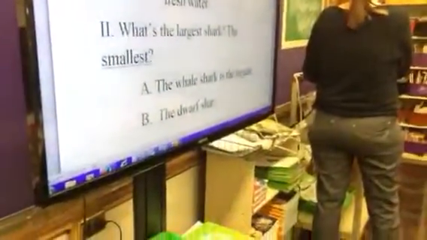So the largest shark is the whale shark. Isn't it short? Okay, and B, period. All right, what am I doing? Smallest shark. The smallest shark is what, Sissy? Dwarf shark. Can you spell that for me? I mean, goblin shark. You were right, it's goblin. No, it's not. The dwarf shark is the smallest.